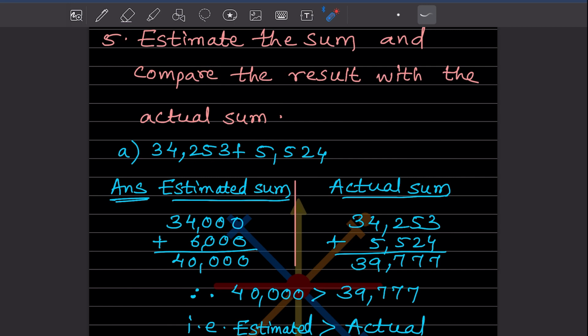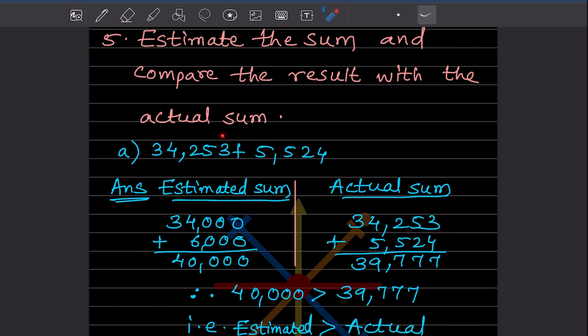Now we have seen in the previous part, I have explained to you about rounding. If you have understood that rounding, based on that, we have to do the rounding over here. So you have to look at the previous part to understand it better. Here we are going to see about estimating the sum, and then you are going to compare the result with the actual sum.